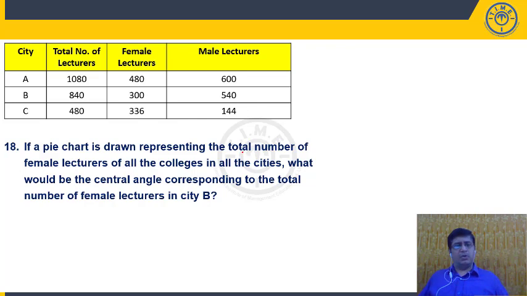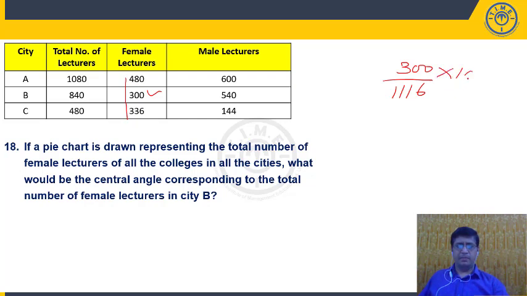Right. Question number 18. If a pie chart is drawn representing the total angle of the female lecturers of all the colleges in all the cities, what would be the central angle corresponding to the total number of female lecturers in the city B? What is the female lecturers in the city B? It is 300. What about the total number of females? Just now we found this value, it is 1116, sum of these numbers.